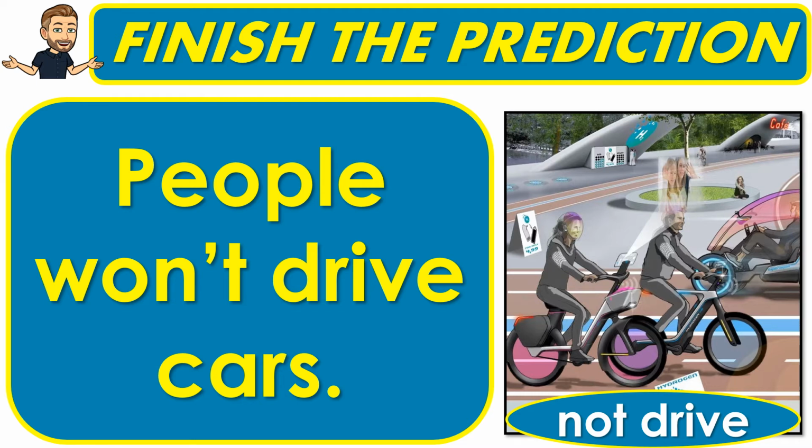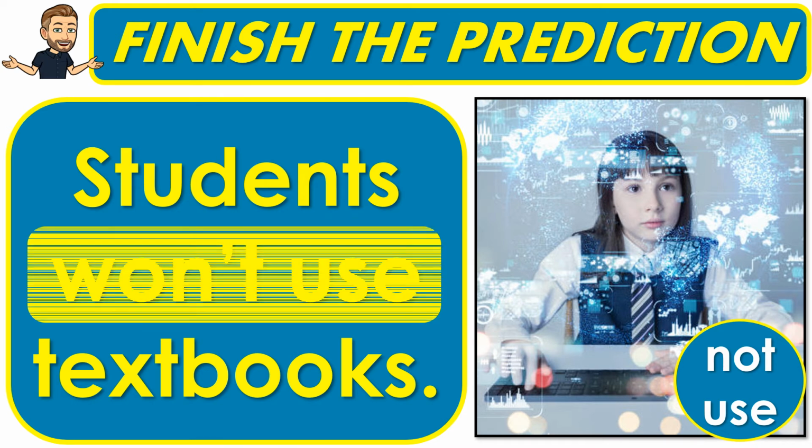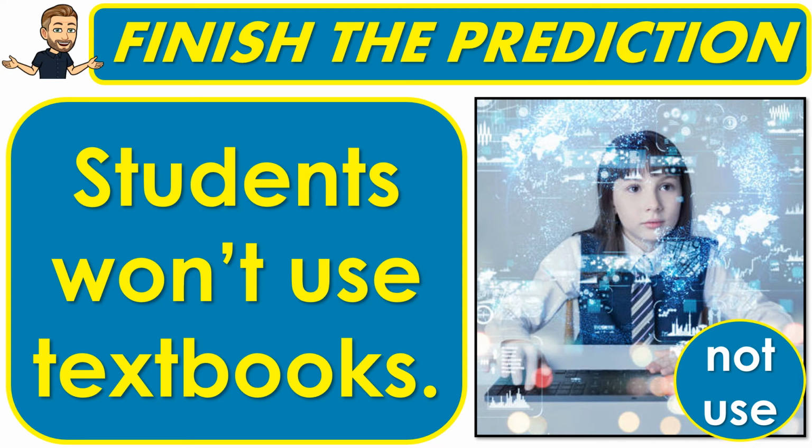All right, let's try another prediction. Take a look. This time we have not use. Now, can you use not use to finish this prediction? Say the whole sentence out loud. If you did it right, it should look like this. Students won't use textbooks. So maybe in the future, all the students will be using computers. Say it after me. Students won't use textbooks.